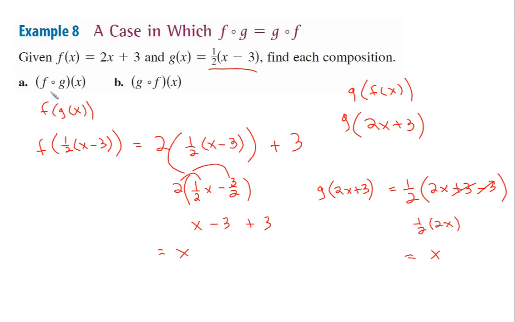So this is a special case where f composed with g and g composed with f are equal to each other, because we ended up with the same answer, which is x. Okay, and we'll talk more about this in a future lesson as to why this is the case. So just keep in mind it is possible for f composed g and g composed f to be equal, but they do not have to be.